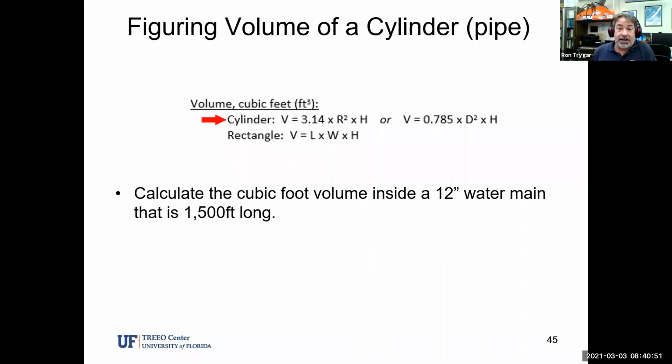A pipeline. We also have to know how to do a pipeline, because cubic feet is not just in storage tanks or large things, it's in littler shapes too, or smaller shapes. So this one says, calculate the cubic foot volume inside a 12-inch water main that is 1,500 feet long. So we've got this really long water main that's 1,500 feet, and we want to know how many cubic feet of volume are inside of it. And it's a 12-inch diameter water main. So we're saying a 12-inch water main, that is going to be the diameter. Remember, I mentioned a little bit earlier, we typically go with diameter as a rule. It doesn't say anything about radius, so we're just going to use that diameter.